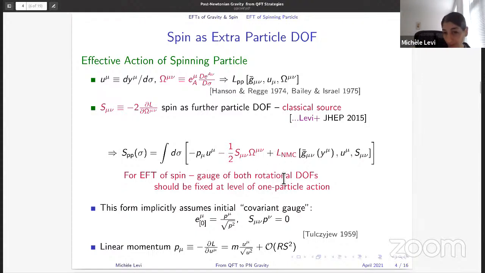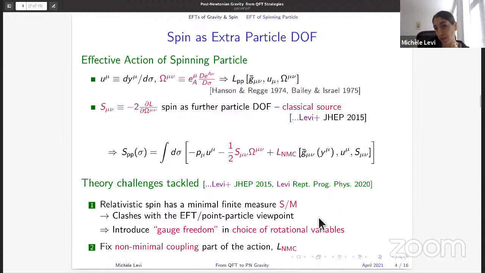So this form that we already saw from the 70s, of the non-minimal coupling of the minimal coupling of the action, in fact, assumes an initial covariant gauge, which means that when we use this mathematical construct of a tetrad, we choose that the temporal component of the tetrad is parallel to the linear momentum, and the spin is orthogonal to the linear momentum. So there's an implicit assumption here. If one works out the logic of what we see here, that's what we find out. That was something that was put forward for the first time many years ago, in 59.